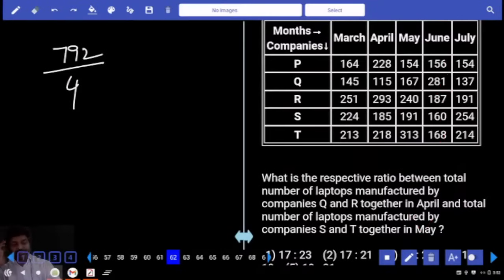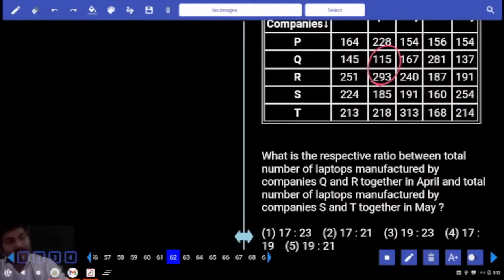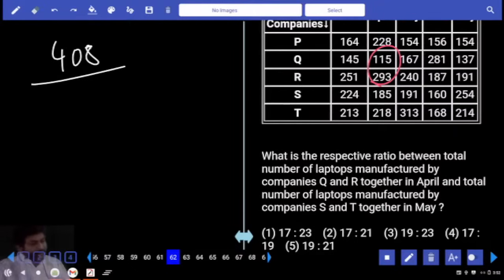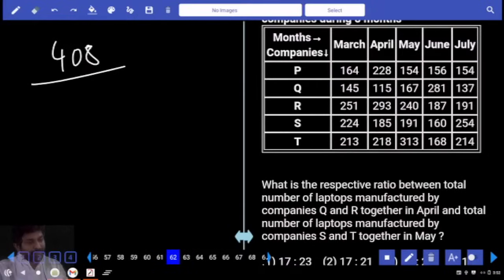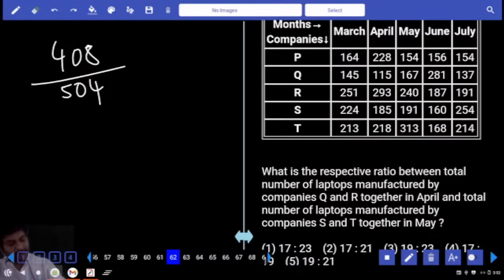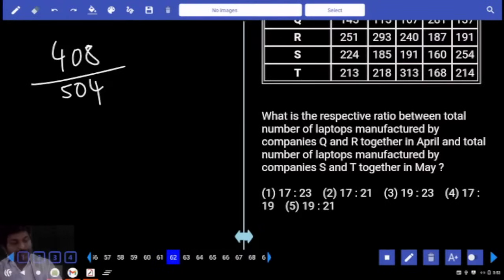What is the respective ratio between total number of laptops manufactured by companies QR together in April? QR together in April. These two. 110 plus 290, 400. 5 plus 3, 8. 408 divided by. S and T in May. May. S and T. 190, 310. 500, 4. 504. Correct? Yes. 2 options are there.